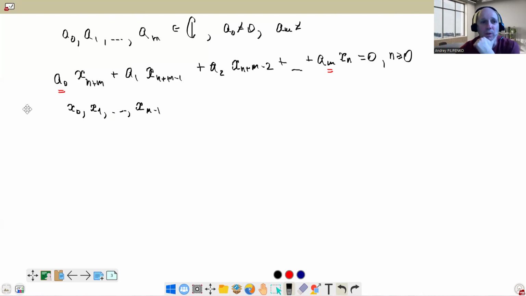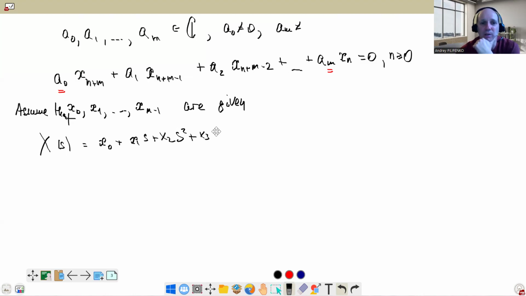generating functions. For a while, assume that x0 through x_{m-1} are given, and let me denote by X(s) the generating function x0 + x1 s + x2 s squared + x3 s cubed + and so on. And I'm going to find X(s), the generating function, and then I will recover the sequence x0, x1, x2, and so on. Okay, let's start.